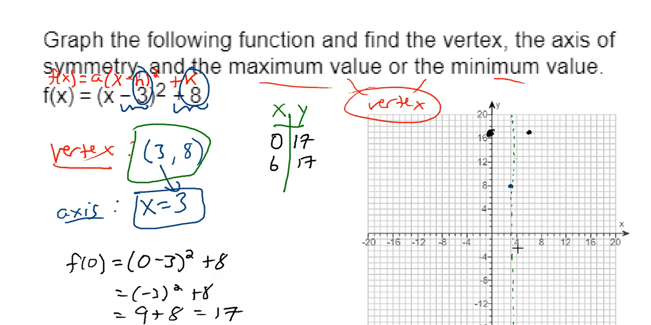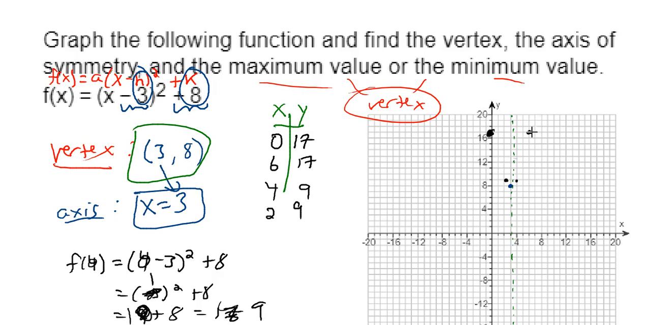Let's pick x equals 4. That's pretty close to the vertex. We'll plug in 4 for x. We get 4 minus 3, which is 1. 1 squared is going to give me 1. I get 1 plus 8, which will be 9. Right? So we get 4, 9, which will be pretty close to the vertex right here. That's 1 to the right of the axis of symmetry. If I go 1 to the left, I get another point at 9. And so that'll be 2, 9. Right? And with those 5 points, you get a pretty good sense of the parabola.